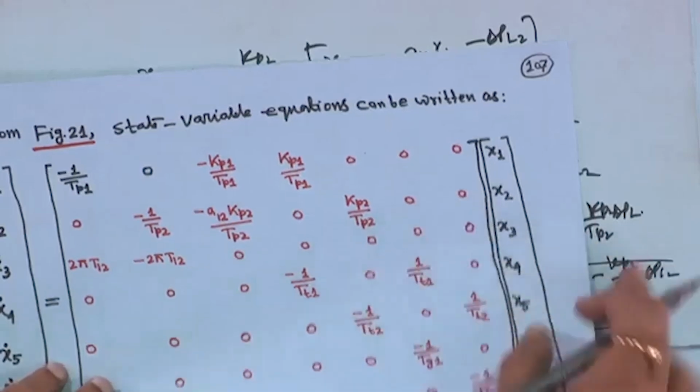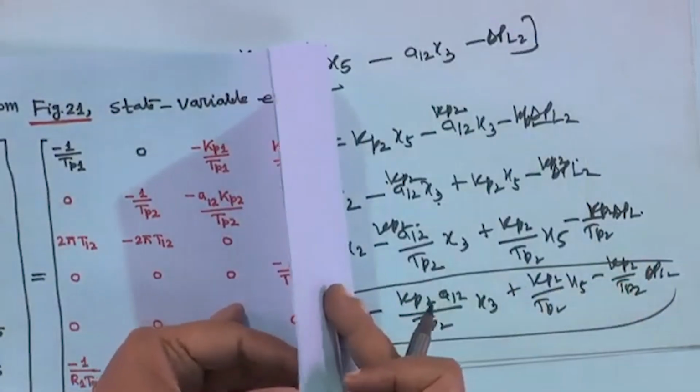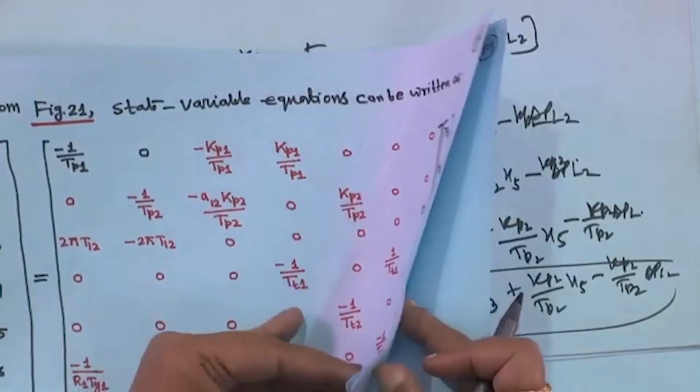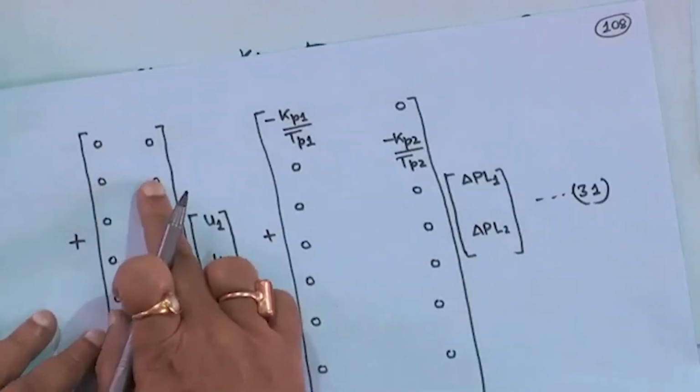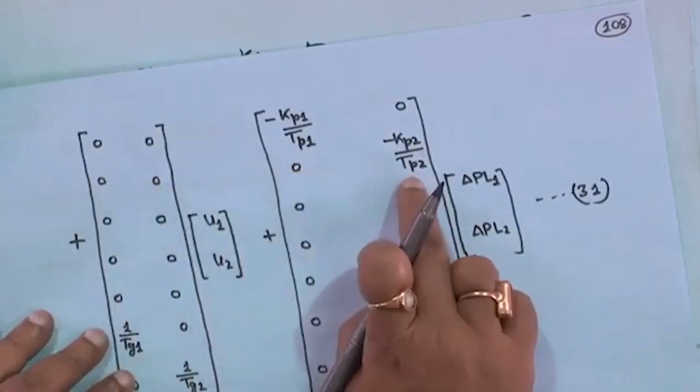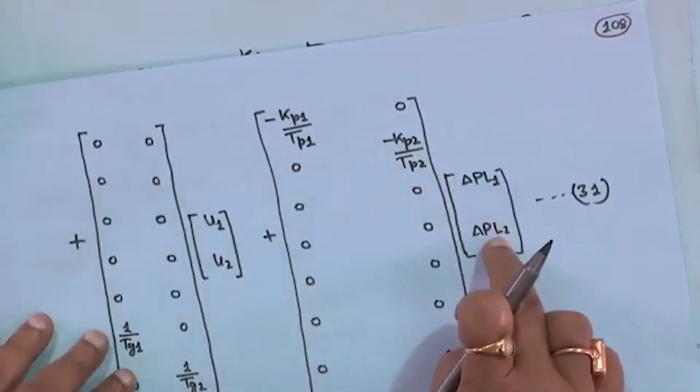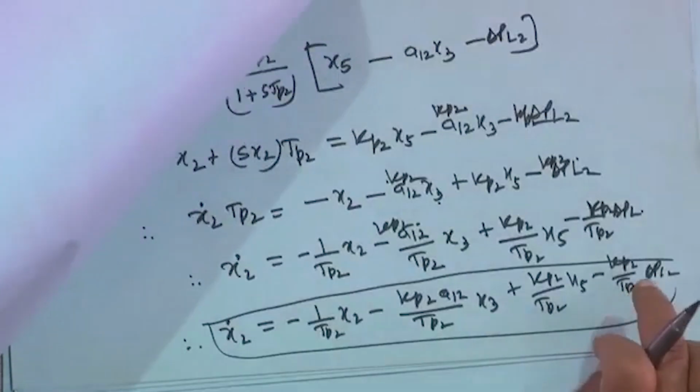So it is 0 0, and no u is involved, only the disturbance in area 2 is involved. Therefore it is 0 0, and here it is 0, and it is minus Kp2 upon Tp2 into delta PL2. So, this is the second equation.